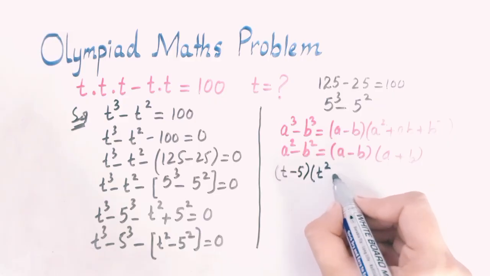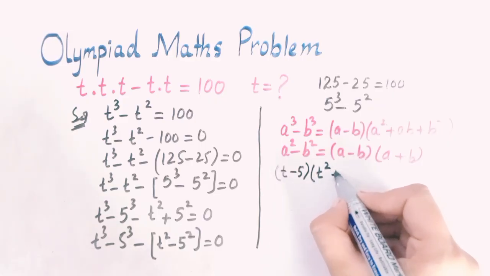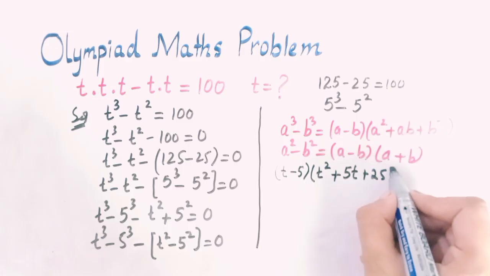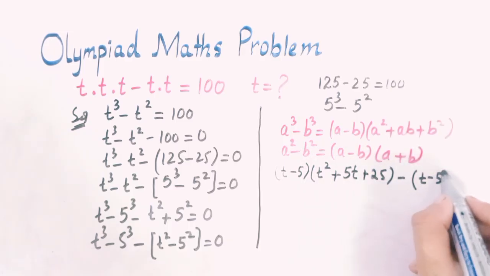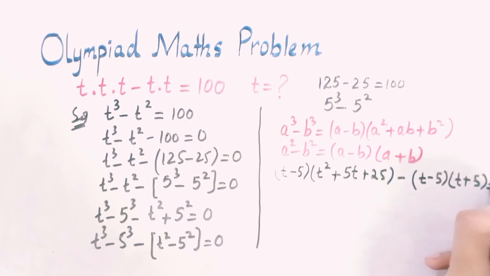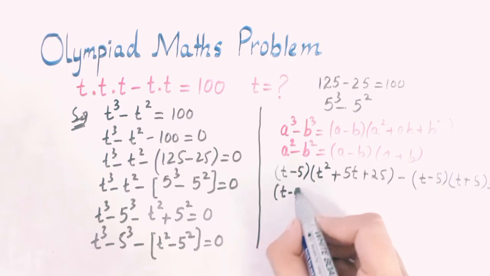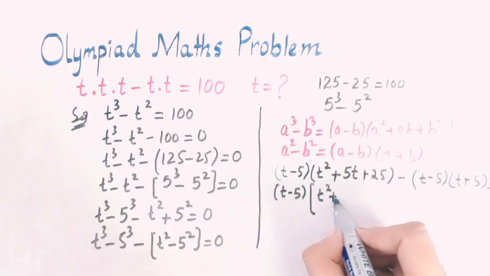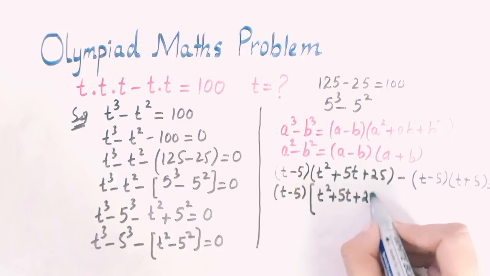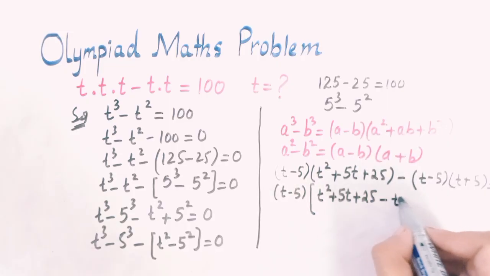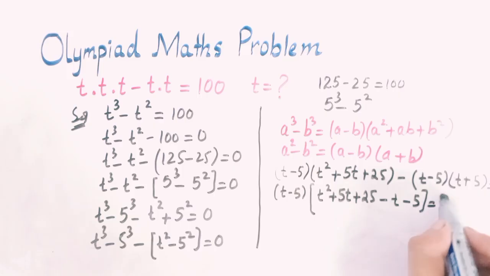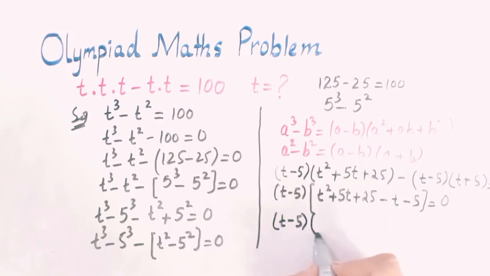into t square plus 5t plus 25 minus t minus 5 and t plus 5. Take t minus 5 as common. Remaining is t square plus 5t plus 25 minus t and minus 5 equals 0. So t minus 5 and this is t square, 5t minus t is 4t, 25 minus 5 is 20 equals 0.